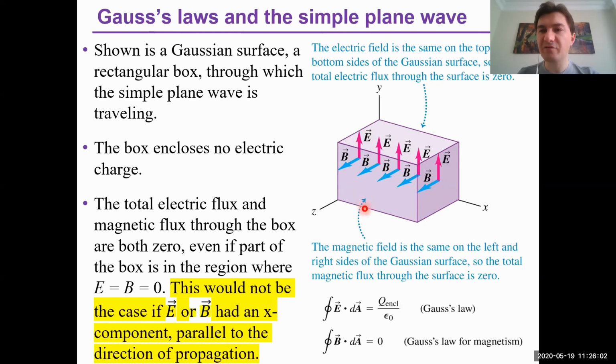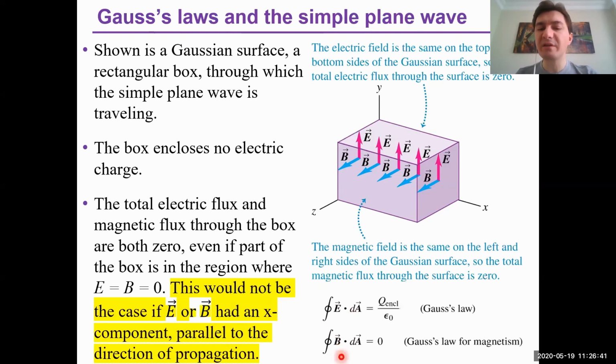Electric fields are entering and leaving the box. So then the total electric flux through the surface is 0. Through this Gaussian surface, total electric flux is 0, then this side of the equation is also 0. Since there is no charge within the Gaussian surface, Q enclosed is also 0. So this simple plane wave satisfies Gauss law for electricity.